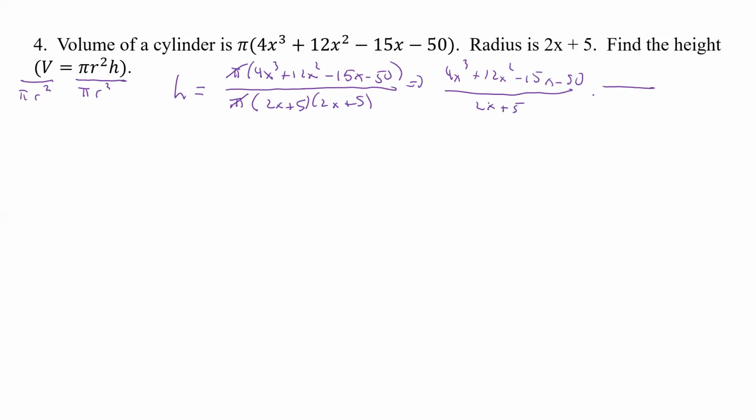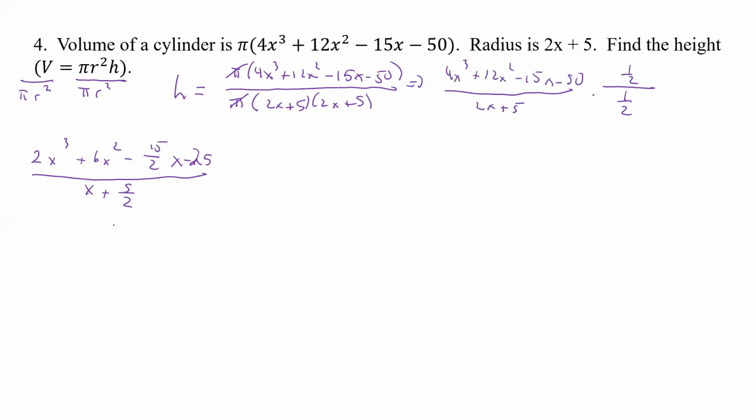times, well, we have a 2 here, so we have to divide by 2 on numerator and denominator to get rid of it. And so what does that give us? Well, if we bring everything over here, 4 divided by 2 is going to be 2, then it's going to be x cubed. 12 divided by 2 is going to be 6, so 6x squared. 15 divided by 2, well, that's going to be a minus 15 over 2 x. And 50 divided by 2 is going to be negative 25. I'm trying to make it so I don't have to erase there. And again, that's going to be over our x plus 5 over 2.